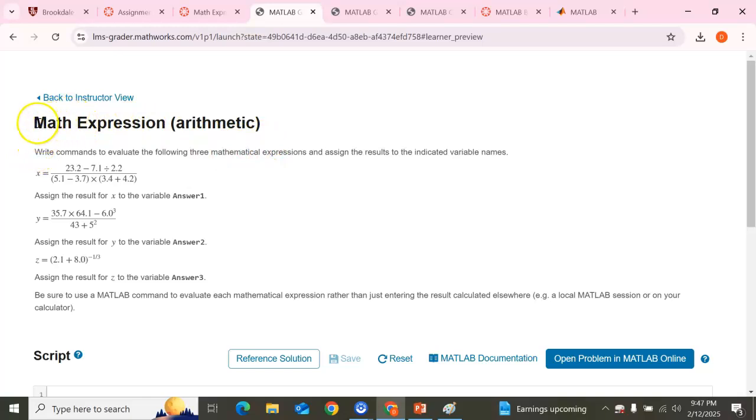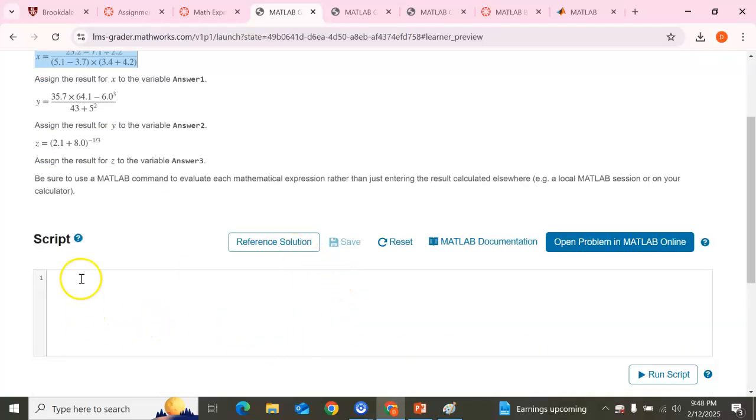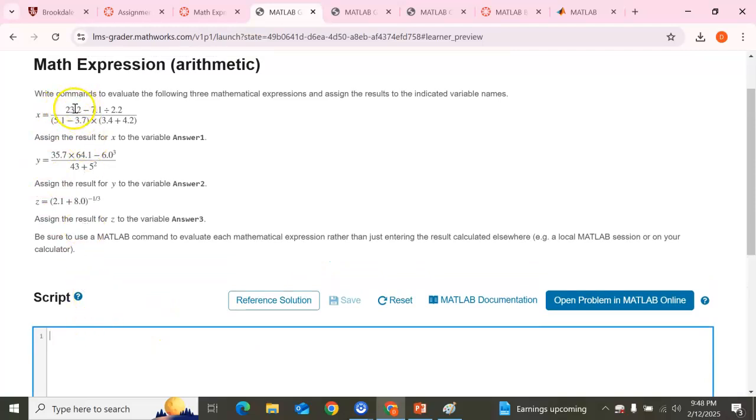The first one is we have to do a mathematical expression using arithmetic. So we're just going to practice using MATLAB as a calculator. I have a value x, and I want x to be equal to this string of values: 23.2 minus 7.1 divided by 22, divided by that denominator value. I'm going to store this as variable answer 1. Basically all you're trying to do here is practice typing in what we have here.